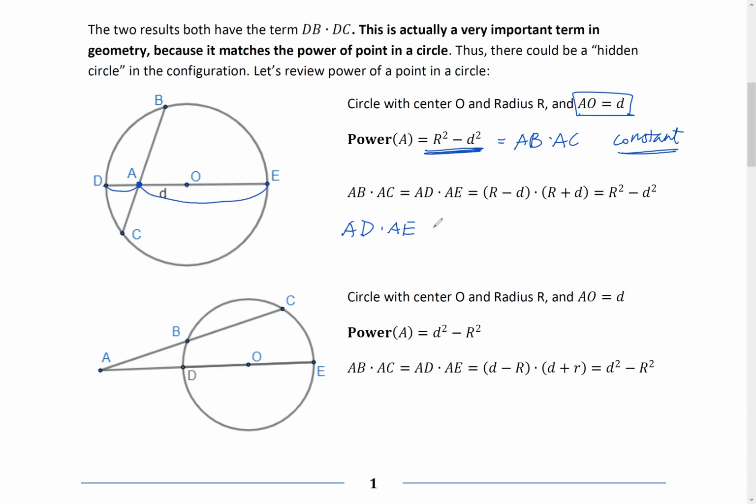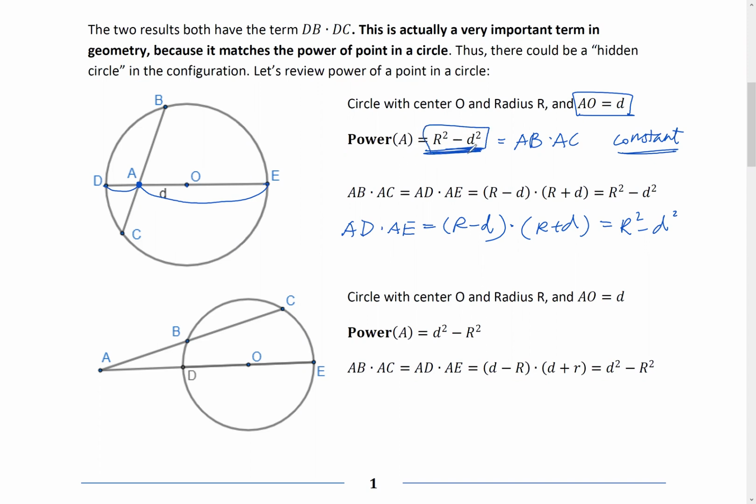AD equals what? Radius minus D. And AE equals what? Radius plus D. Their product is R squared minus D squared. Just in case you don't know this, now you know, and you should remember this. It's a very important result.